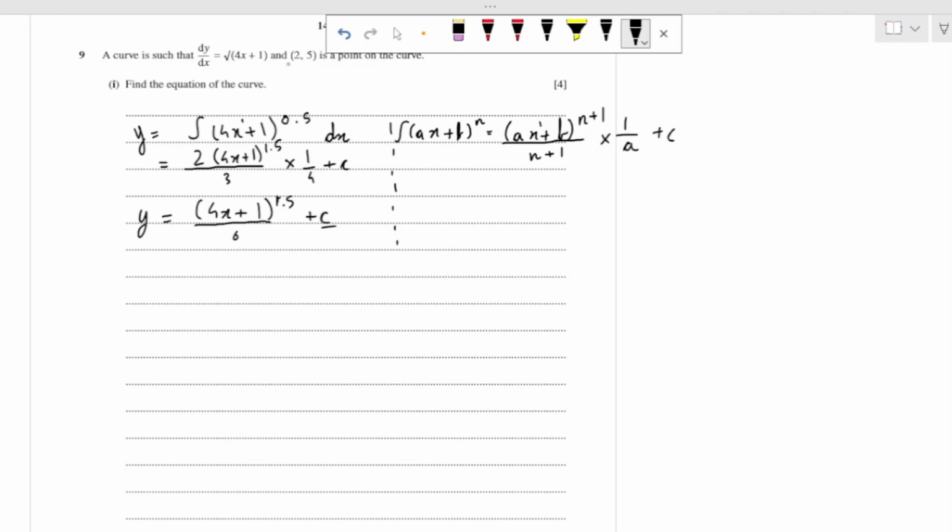But this is not our final equation because we still do not know this arbitrary constant c. Luckily they've given us the original point, so we substitute the point into this equation. y will be 5, and x would be 2: 5 equals (4 times 2 plus 1) raised to power 1.5 over 6 plus c. Solving, we get c equal to 0.5. In that way we have found the original equation: y equals (4x plus 1) to the power 1.5 over 6 plus 0.5, and that's your final answer.